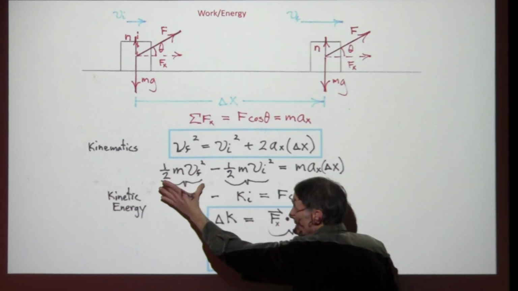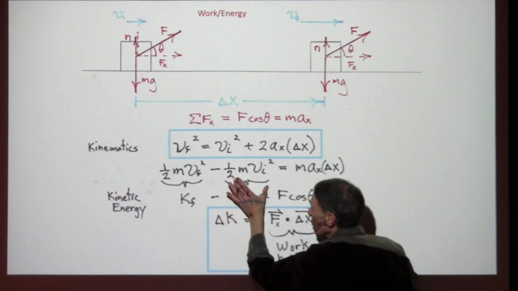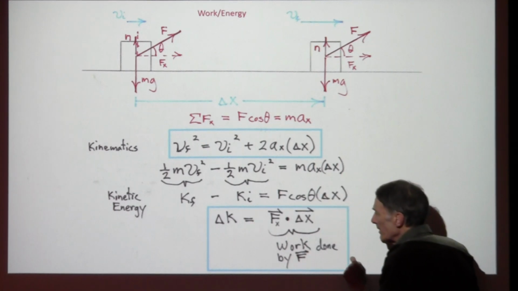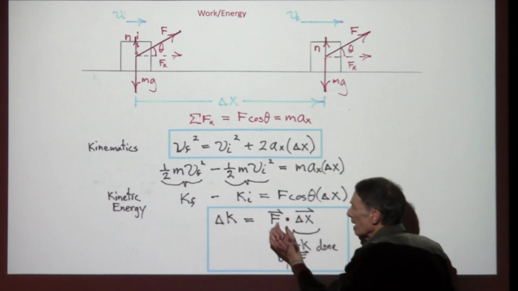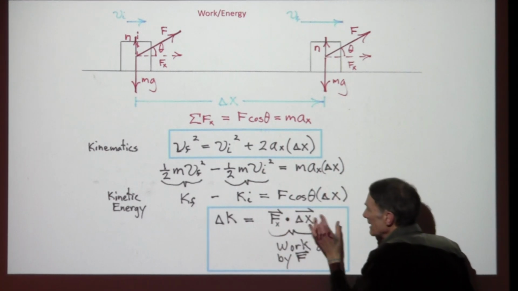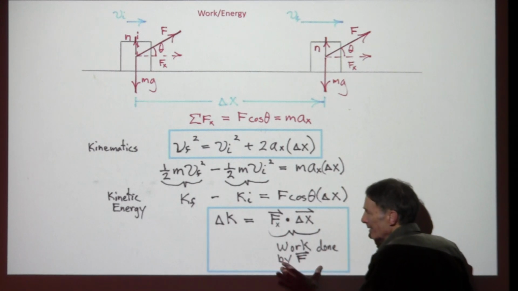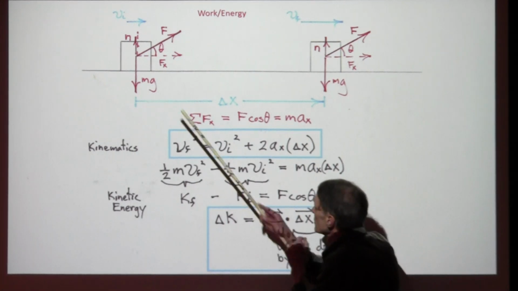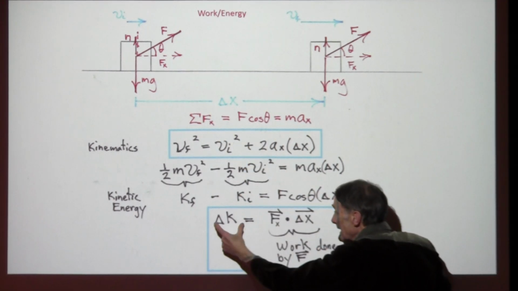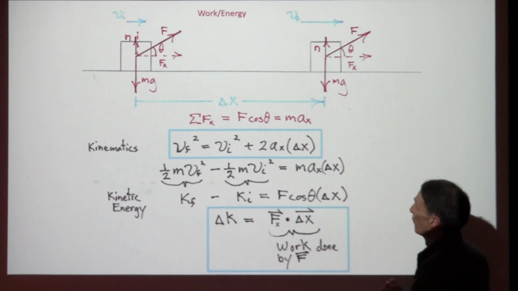So we give it a name because it's important. It's a kind of strange looking thing, 1/2 mv squared minus 1/2 mv squared. This is the change in the kinetic energy, and that should be equal to the force in that x direction times delta x. And this is what we're calling the work done. So the work done by that force as it's causing this thing to accelerate and pick up speed, leading to a change in kinetic energy, is the work done by that force.